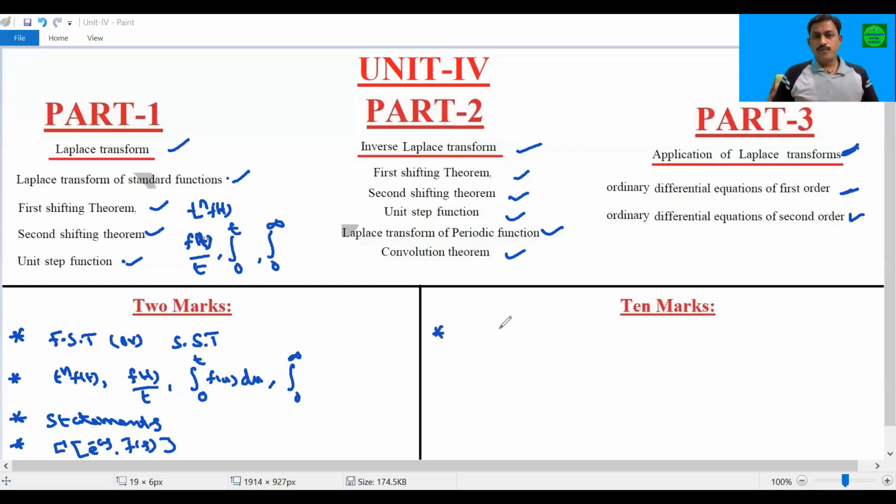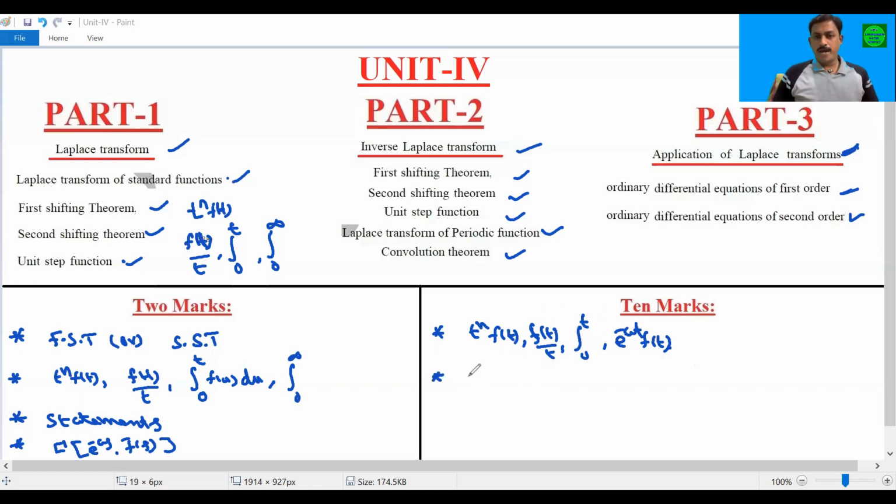In 10 marks, you may get more combinations of these models: t power n into f of t by t, and the 0 to t method, and first shifting theorem method, e power minus at or plus at into f of t. More combinations will be there in the 10 marks.